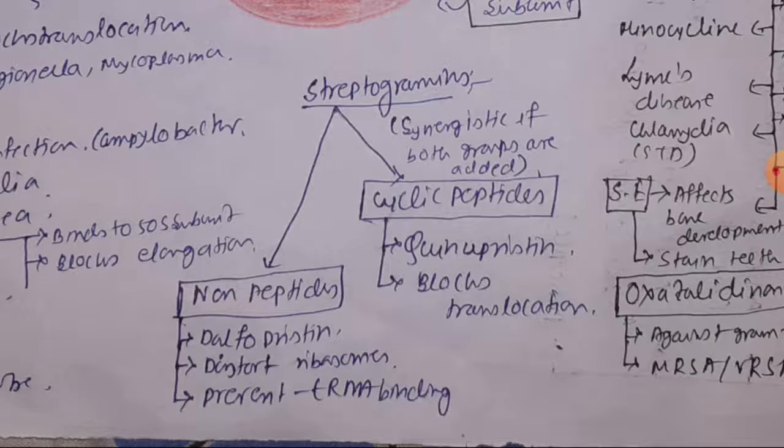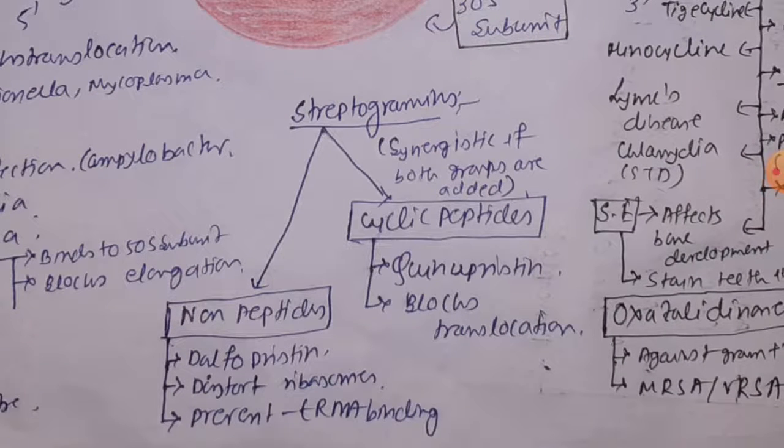First we have seen chloramphenicol. Chloramphenicol attacks the 50S ribosomal subunit and blocks the peptidyl transferase enzyme, which is involved in peptide bond formation, and as a result protein synthesis is inhibited.